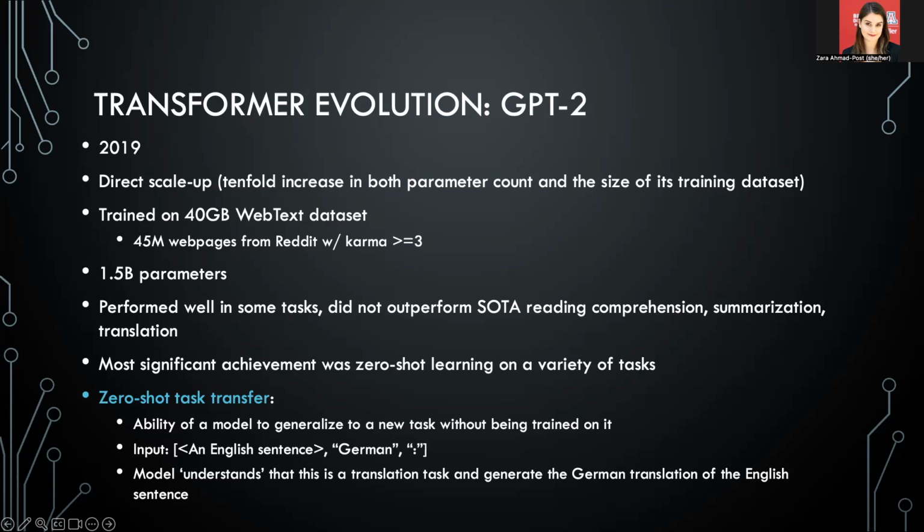It performed really well in some tasks, but it didn't outperform state-of-the-art in reading comprehension, text summarization, or even machine translation, which I think is interesting. But the most significant achievement was that it did zero-shot learning on a variety of tasks. Zero-shot learning is the ability of a model to generalize to a new task without being trained on that task explicitly. For example, if we had an English sentence, then a comma, and then just passed it the word German, it would intuitively know to translate that to German.